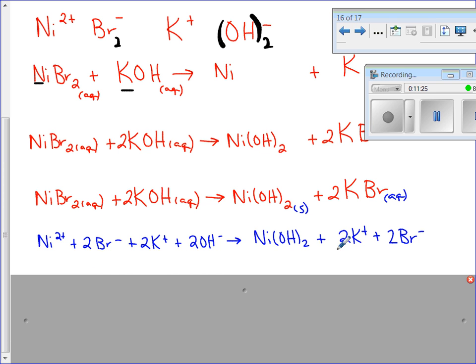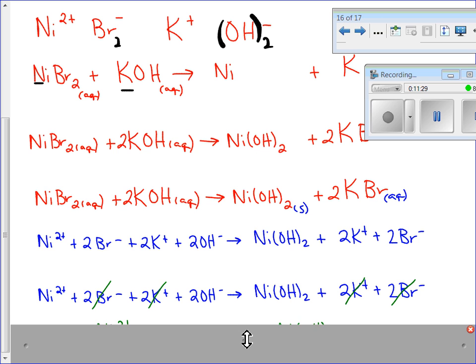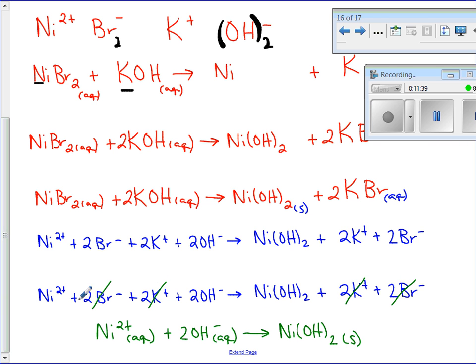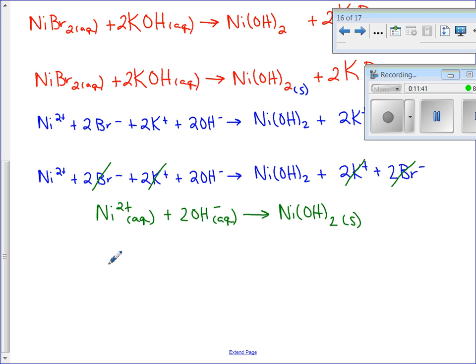So there's my split. Look for your spectator ions. So your spectator ions, I've got potassium, same on both sides, bromide ions, same on both sides, and so I'm going to cancel those out, and then everything that's left over, that goes into my net ionic equation. So my net ionic equation there is in green.